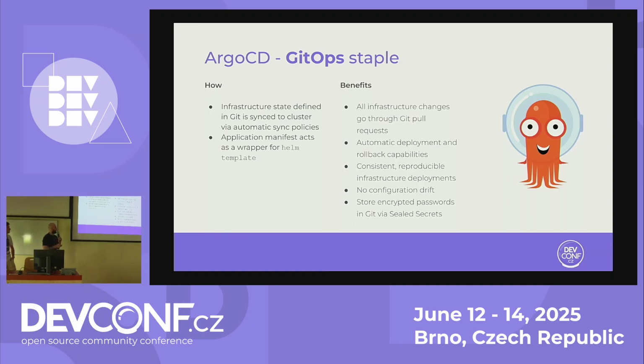We are also storing all of our secrets inside Git using Sealed Secrets, which is a service that encrypts all of your secrets using the Kubernetes cluster's certificate authority, so you can decrypt and encrypt all of your secrets only in the target cluster, so it's safe to store those passwords inside your Git.